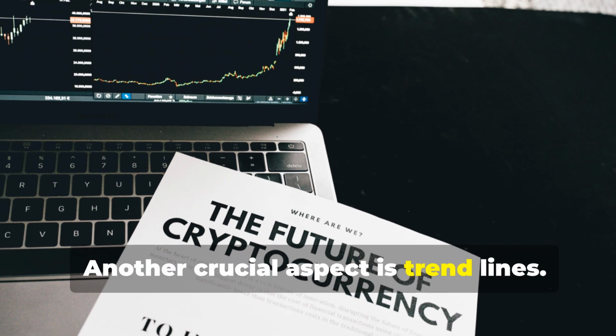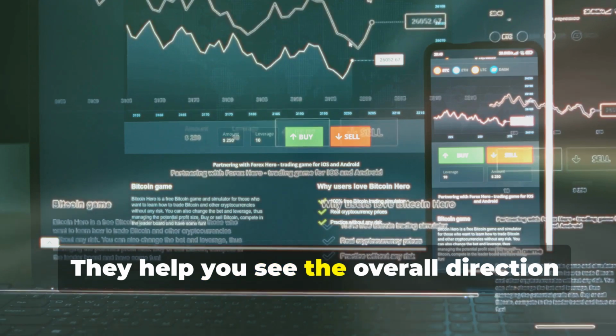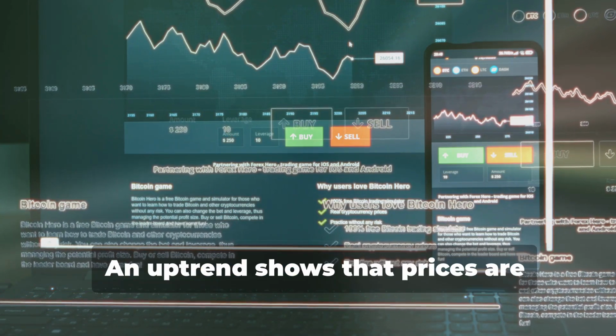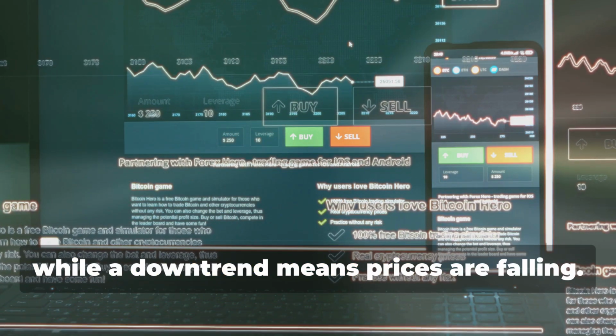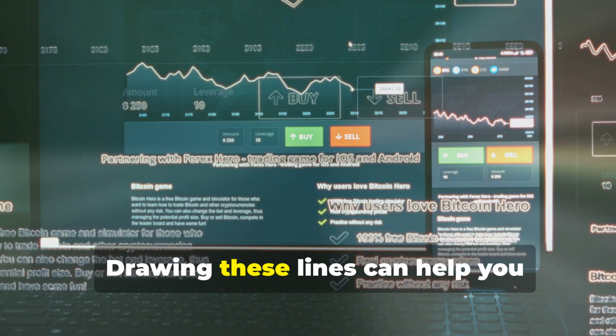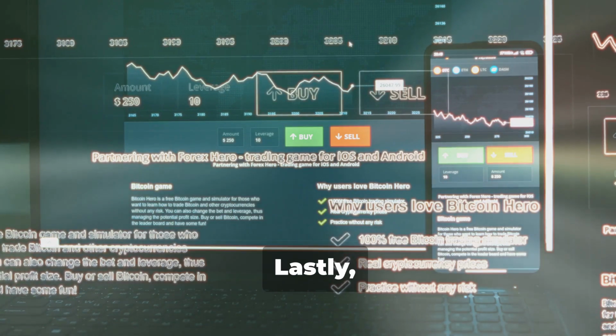Another crucial aspect is trend lines. They help you see the overall direction of the market. An uptrend shows that prices are generally rising, while a downtrend means prices are falling. Drawing these lines can help you predict future movements.